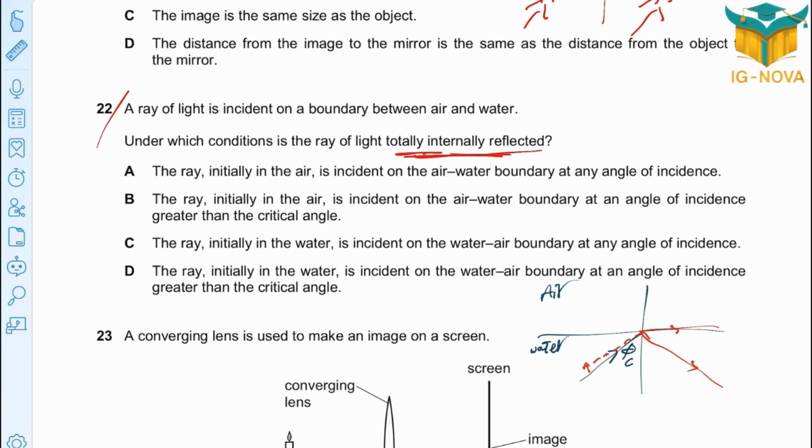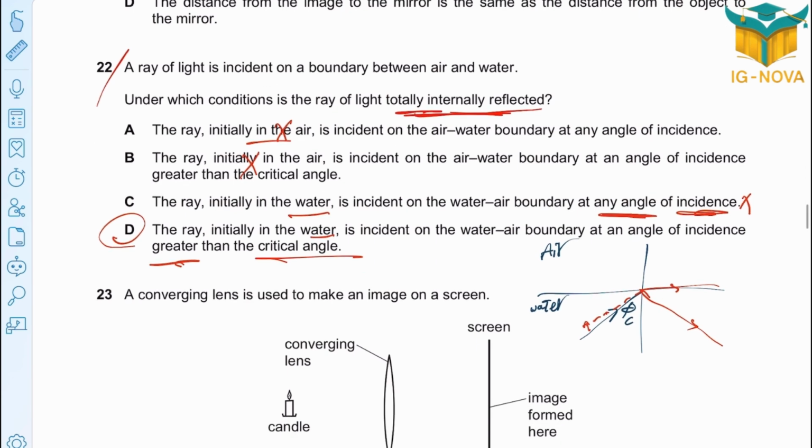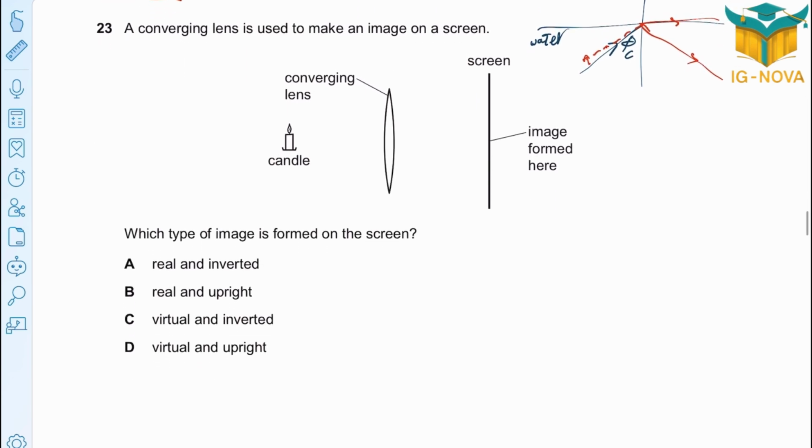For that, the ray is initially in water. So let's continue for C. Is it incident on the water-air boundary at any angle of incidence? Surely no. It must be at an angle greater than the critical angle, option D. Very good question.